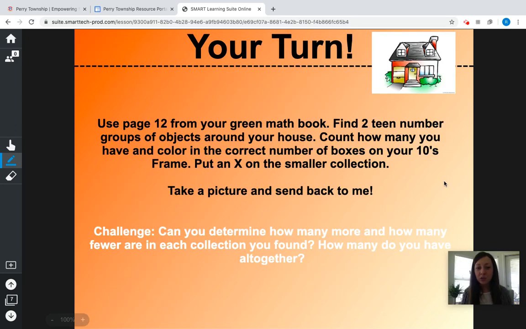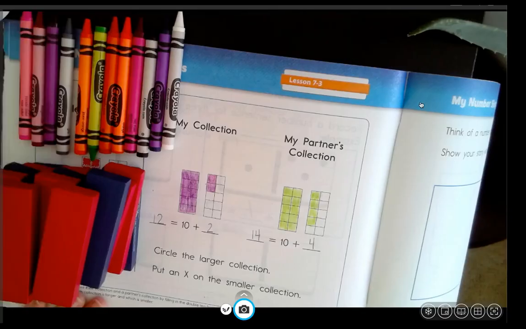So now it's your turn. What you're going to need is your green Everyday Mathematics book, and you're going to be using page 12. Okay, so what I want you to do is find 2 teen number groups of objects around your house, so 2 different sets of objects, and you're going to fill out the tens frame that's on that page, write out that number sentence that goes with it, and then compare the two and look and see which one is smaller, which one's bigger. What you're going to do is put an X on that smaller collection that you found, and I will show you my example here in just a second.